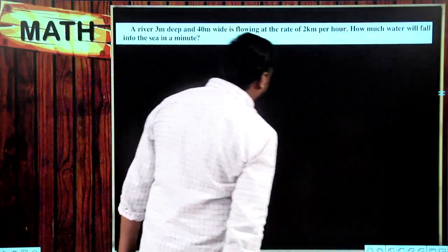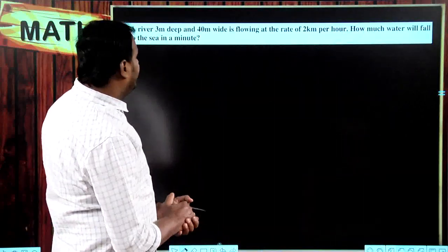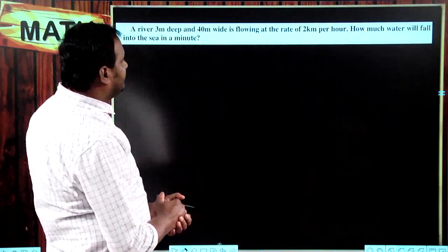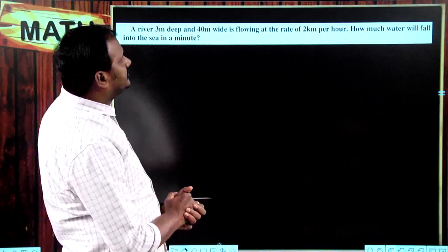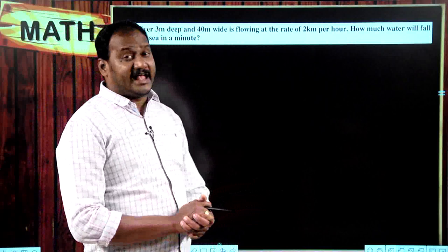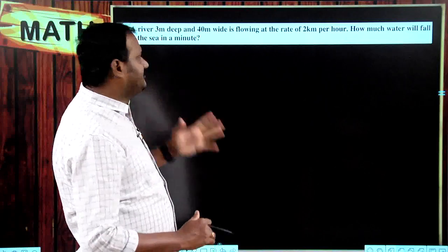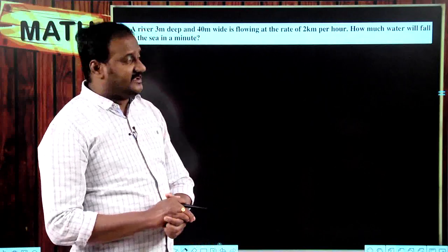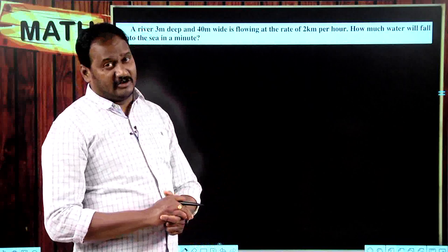And moving on to the next problem. A river 3 meters deep and 40 meters wide is flowing at the rate of 2 kilometers per hour. How much water will fall into the sea in a minute? This is one of the most important problems that you need to understand and a very interesting application also.